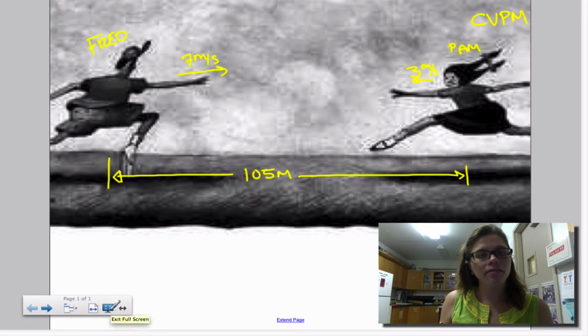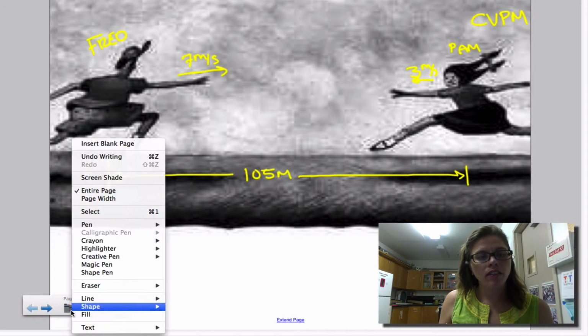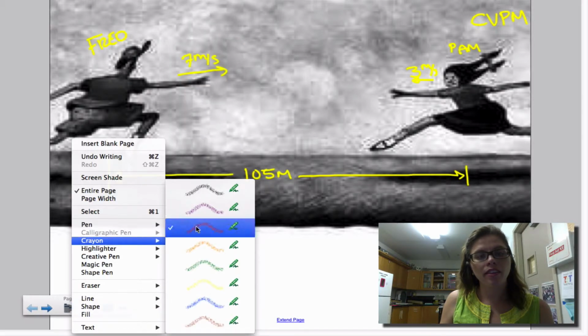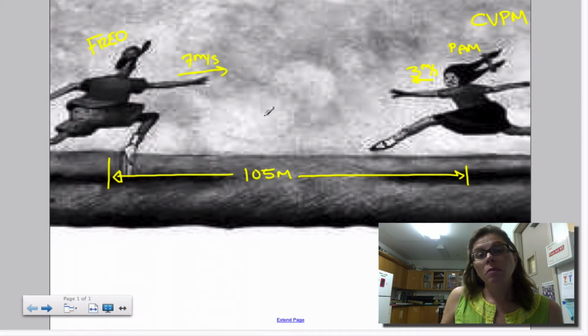Okay, so we want to find where they will meet. Will they meet right in the middle, or closer to Fred, or closer to Pam? You're right, they'll meet closer to Pam because Pam is running slower. So this is where true love will happen. Aww. All right, and we just want to find out where they will meet.